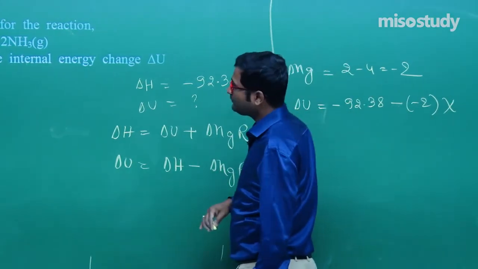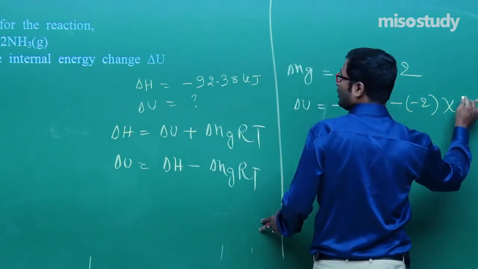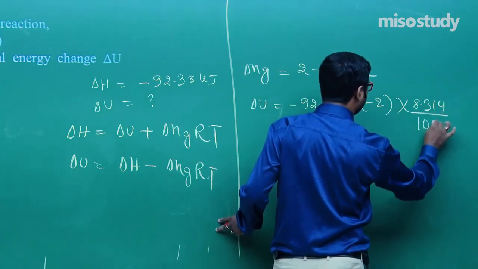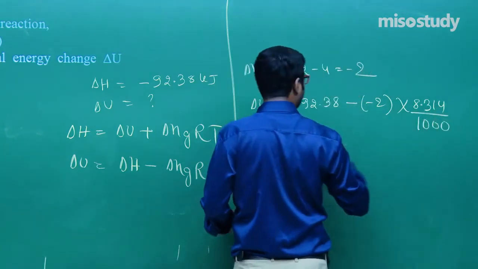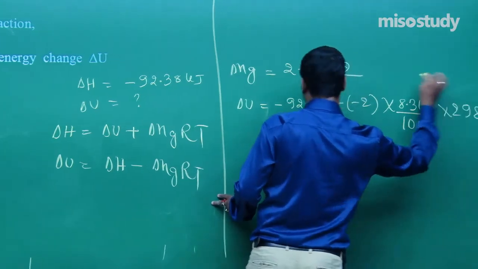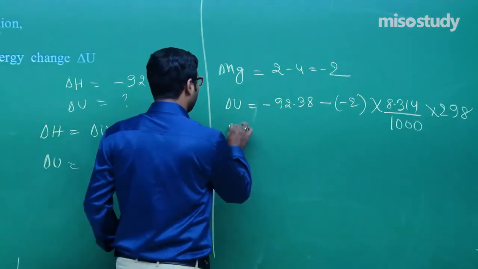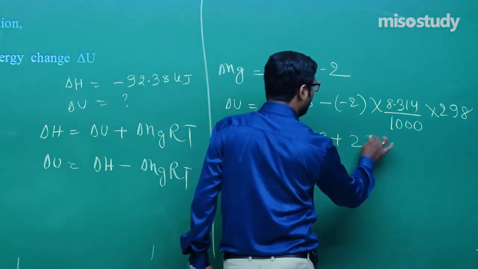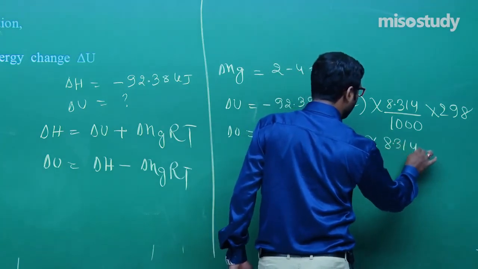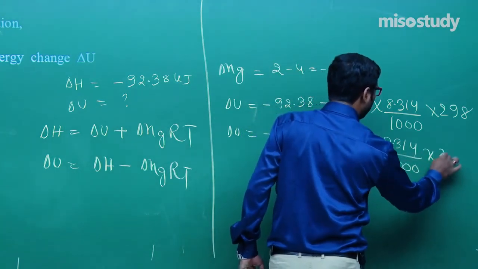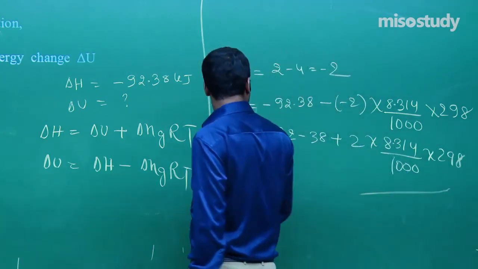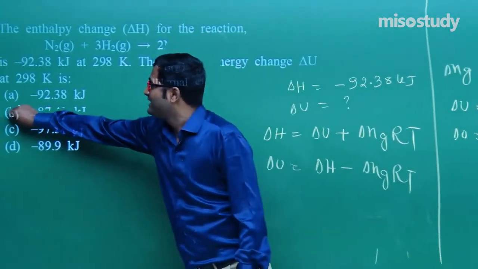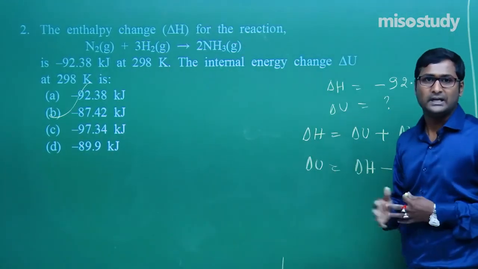Clear to you? What is the value of R? The value of R is equal to 8.314 divided by 1000 in kilojoule. What is the temperature? That is 298 Kelvin. Visible? That is delta U is equal to minus 92.38 plus 2 into 8.314 divided by 1000 multiplied by 298. If you solve the expression, then definitely you will get the answer. The answer is minus 87.42. Clear?